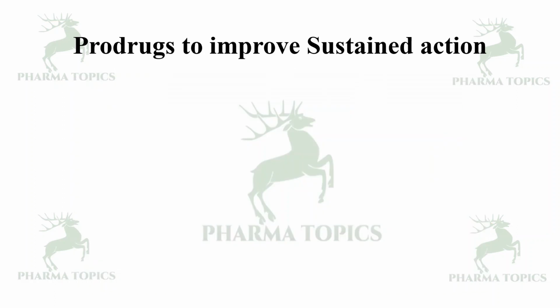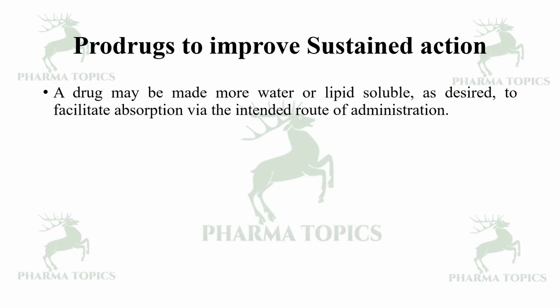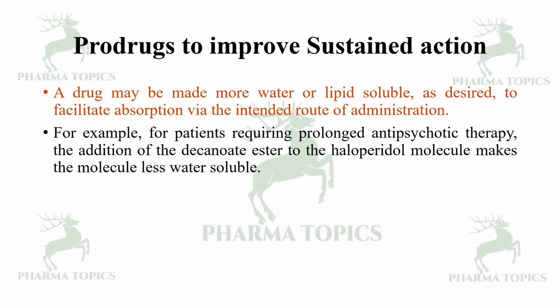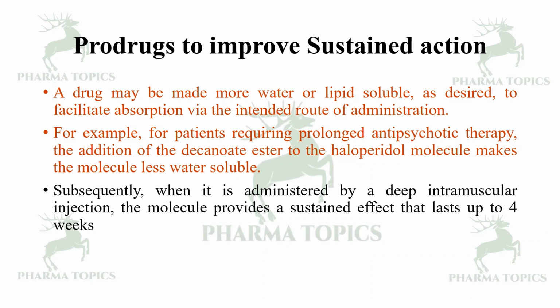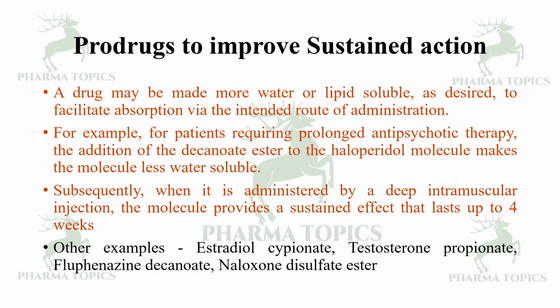Let us see some of the prodrugs to improve sustained action, to have a longer duration of action. A drug may be made more water or lipid soluble as desired to facilitate absorption via the intended route of administration. For example, for patients requiring prolonged antipsychotic therapy, the addition of a decanoate ester to the haloperidol molecule makes the molecule less water soluble. Subsequently, when it is administered by a deep intramuscular injection, the molecule provides a sustained effect that lasts for up to 4 weeks. Other examples are estradiol cypionate, testosterone propionate, fluphenazine decanoate, naloxone disulfate ester.